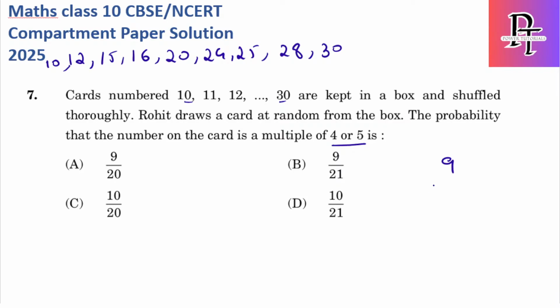Winning chances are 9. Total chances from 10 to 30, the total numbers are 21, not 20, because from 11 to 30 it is 20. So we have to include 10 as well. So the total numbers are 21. So the winning chances by total chances is the probability. So the answer is B, which is 9 by 21.